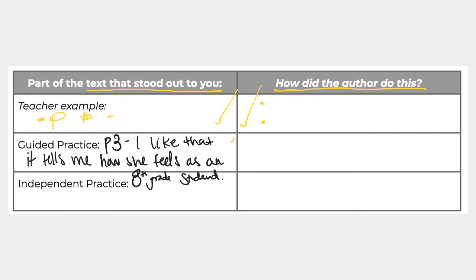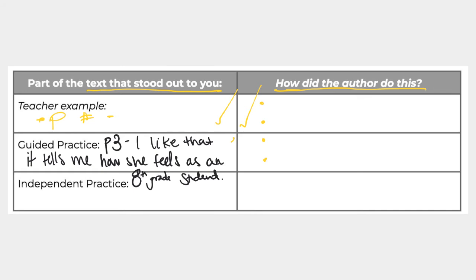I read paragraph 3, and what I really liked about paragraph 3 was that it tells me how she feels as an 8th grade student. Well, it tells me, but it really shows me. So that's a little tip for you. Take notes now, so read that paragraph closely.